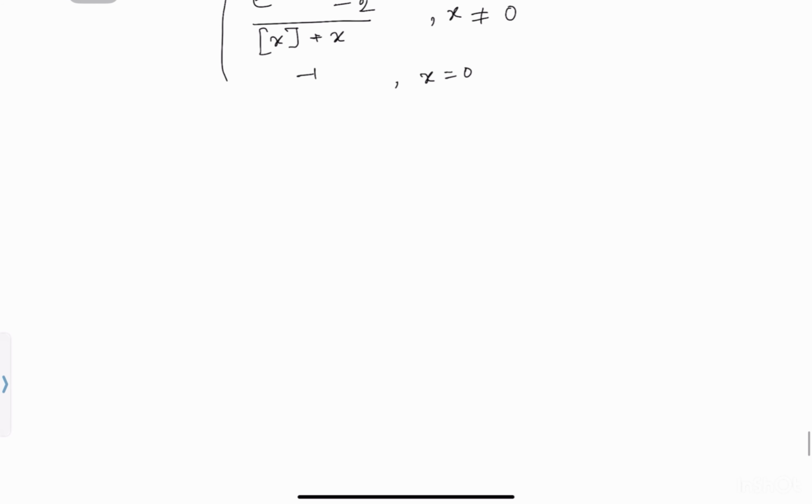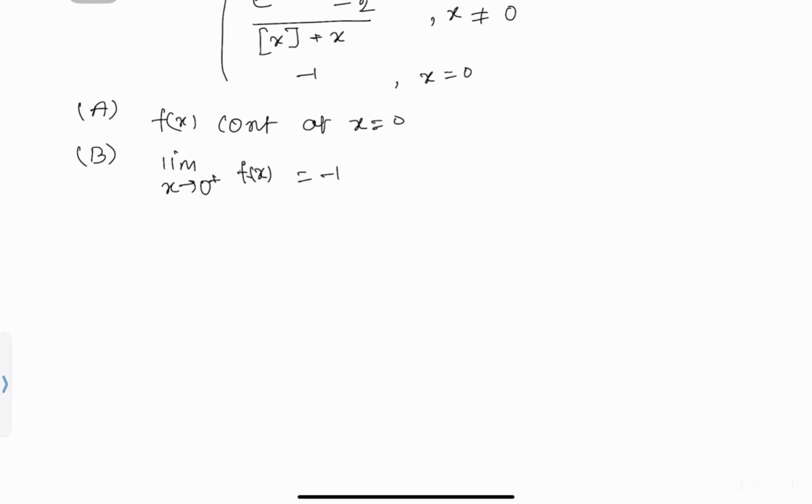Given function is f of x equal to e to the power box x and then modulus x minus 2, divided by box x plus x, when x not equal to 0, and minus 1 when x equal to 0. So options are: first option, f of x is continuous at x equal to 0. Second option, limit x tending to 0 positive, that means right hand limit is minus 1.